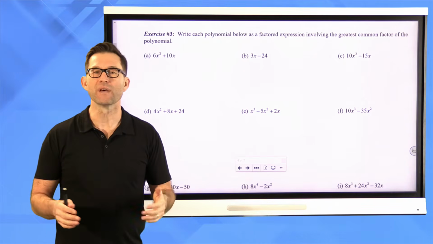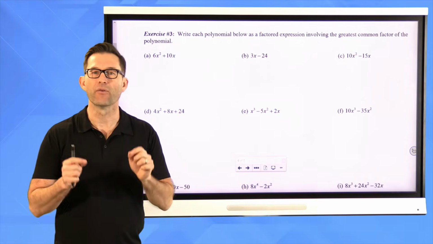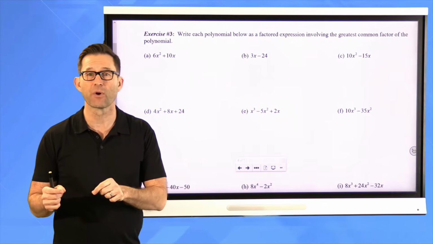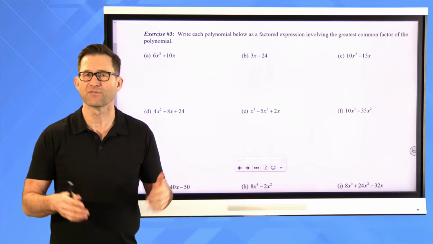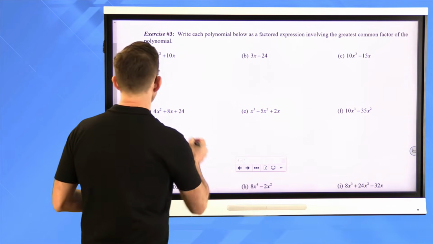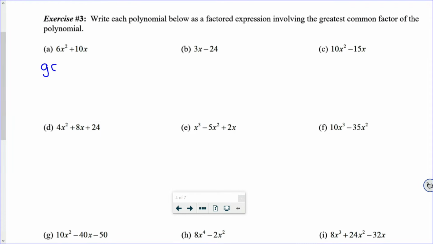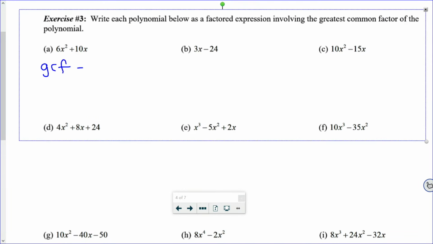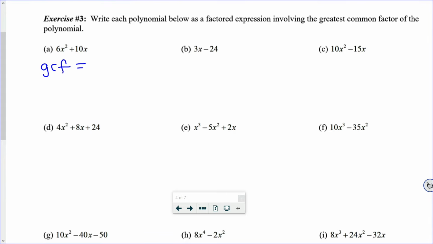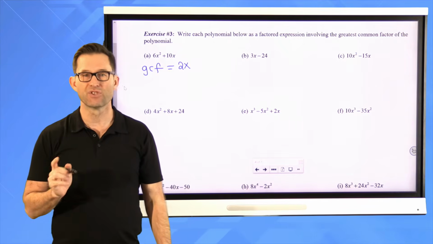What I want to do is identify the GCF and then write the polynomial as a factored expression involving that GCF. So let's identify the GCF first, right? I think about the 6 and the 10, and the biggest number that divides into both of those is 2. And then I think about my x squared and my x to the first. The best I can do there is 2x. So my GCF is 2x.